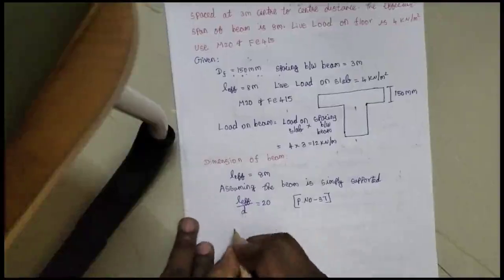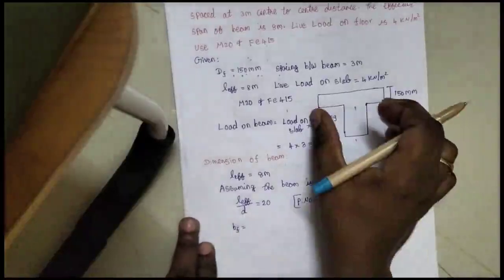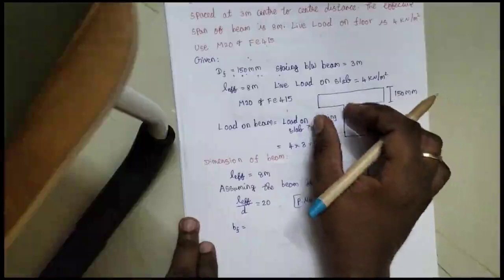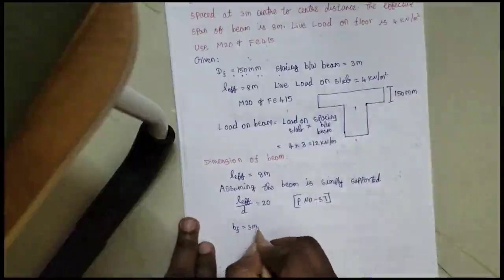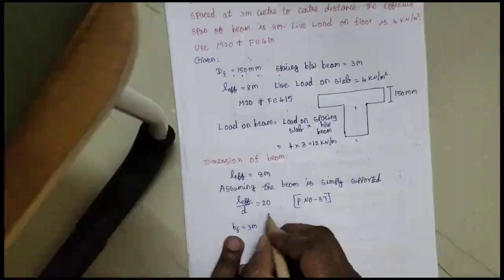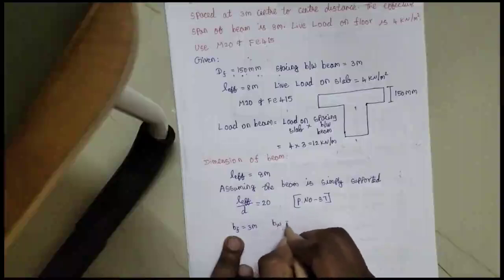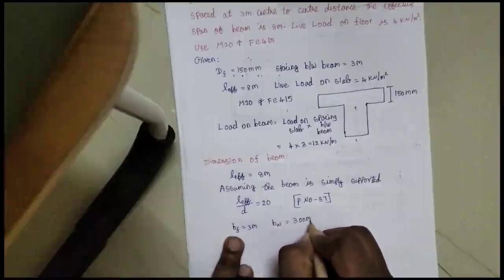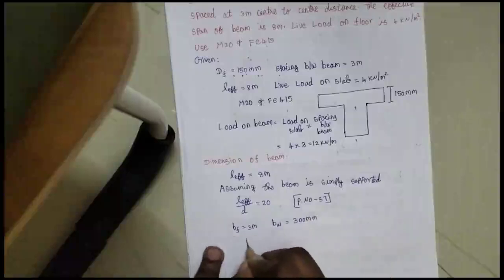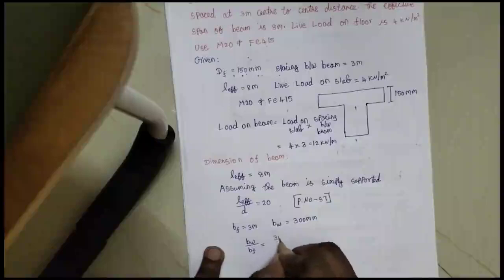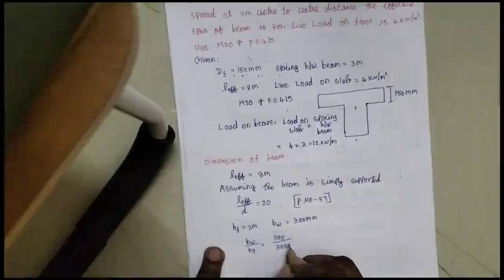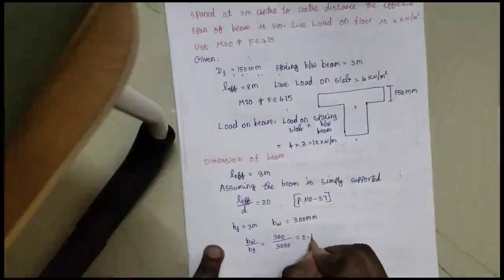So the web width will be considered as BF, which will be the spacing between the beams, that is projection on either side. I am just considering it as 3 meter for my calculation purpose, and I need to calculate the BW, that is I am going to assume it as 300 mm. So if I calculate the web width divided by flange width ratio, that is 300 divided by 3000, because 3 in terms of meters will be 3000 in mm, the value will be 0.1.